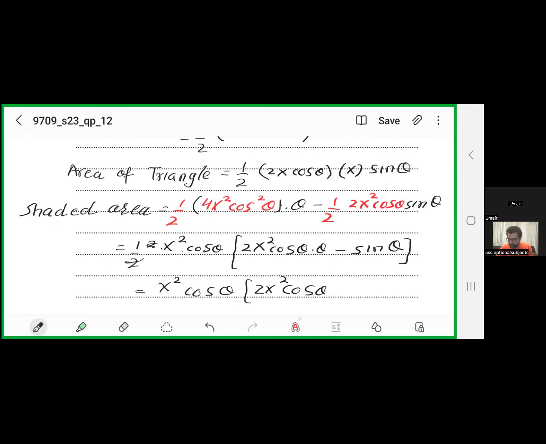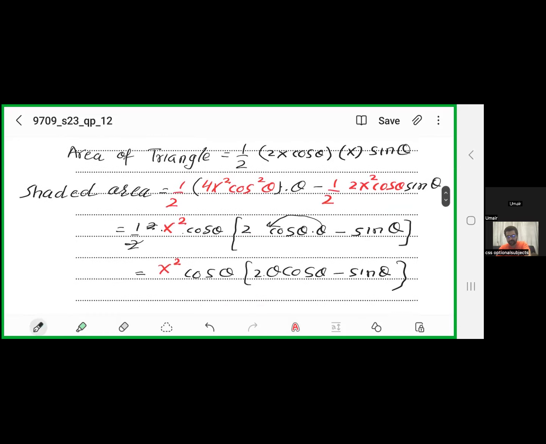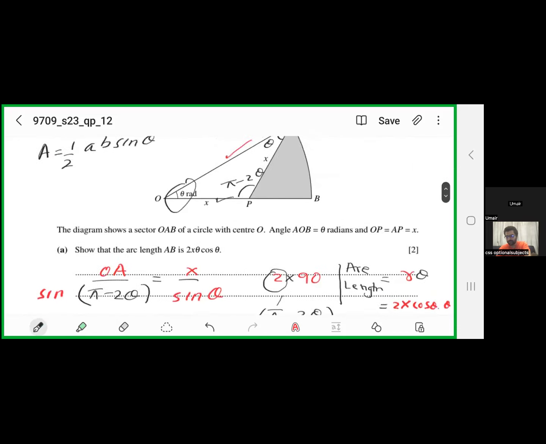Okay, this x square was taken out as common, so here I have made a mistake, and I apologize for this. This is only 2. This theta will be written with this 2. So 2 theta cos theta minus sin theta. Actually, x square was taken out as common over here, so this need not be over here. I mistakenly wrote this over here. So this is your answer: x square cos theta bracket 2 theta cos theta minus sin theta. This is the answer for the shaded area of this question.